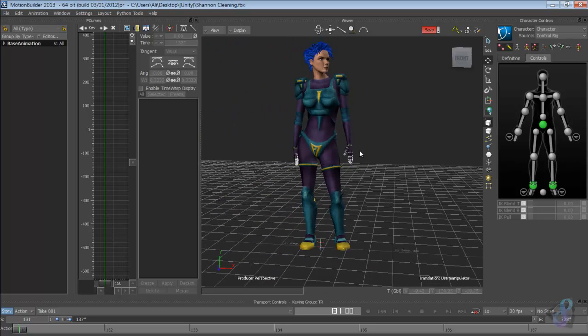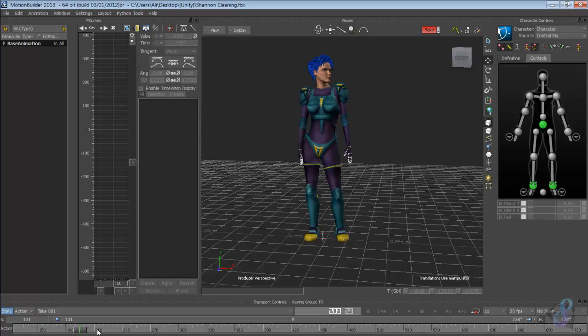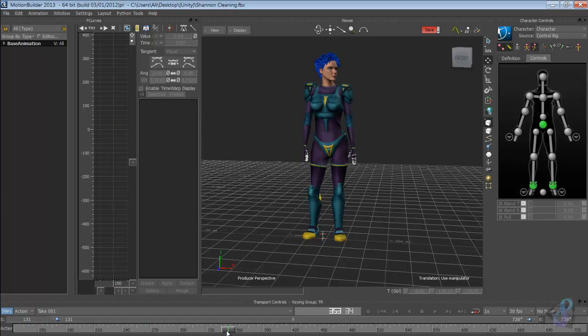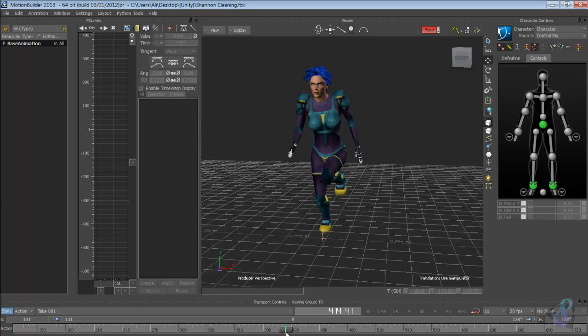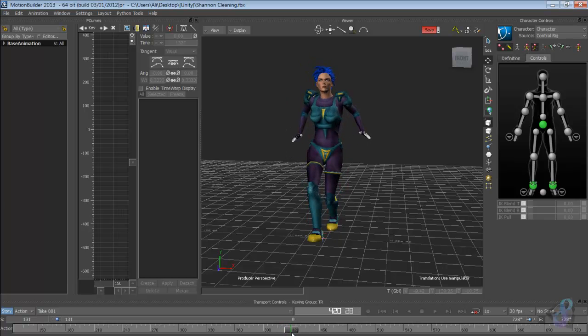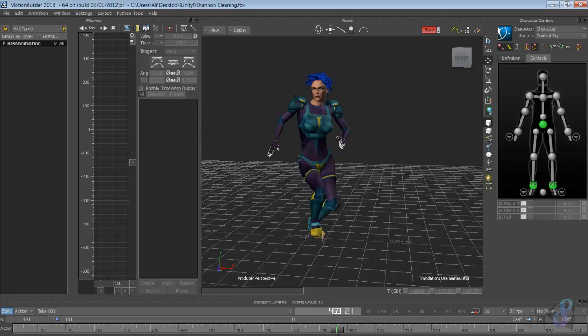So let's take a look at this character again and scrub very fast from here to the end, and let's see if we have any other problems. As you can see, the hand issue is solved there.